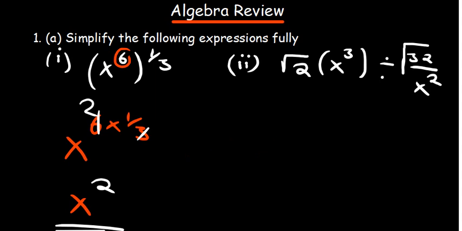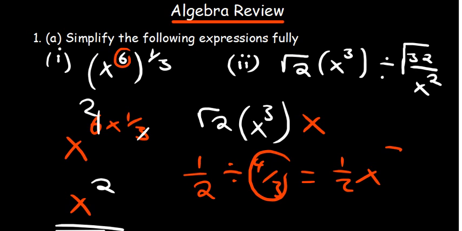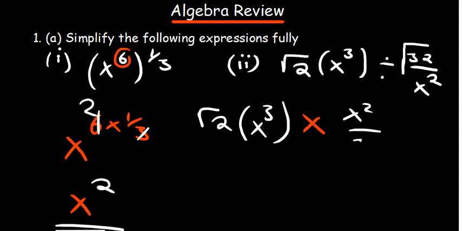Okay, so moving to the second part of the question, we have root of 2, then we have x to the power 3 in brackets, then the other part we have division. So the moment you see division, we just want to make it multiplication, and if you do that, it becomes reciprocal, so you exchange the numerator and the denominator. So the basic concept is if you have 1 over 2 being divided by 4 over 3, this is basically going to be 1 over 2 multiplied by, so you exchange these, so it will be 3 over 4. So the same concept applies to what we have. So what we're going to have is x squared over 32.